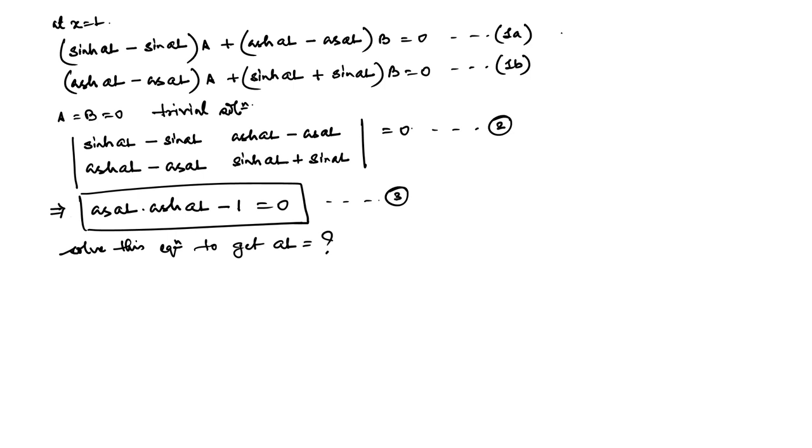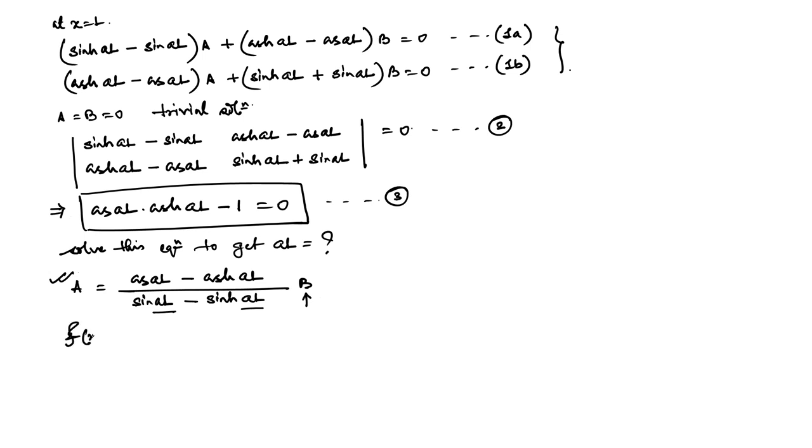Now, if you look at these two equations, equation 1 A and equation 1 B, we can express A as (cos AL minus cosh AL) divided by (sin AL minus sinh AL) times B. Look at this expression. On the right hand side, we find this AL. So, we can express A in terms of B.